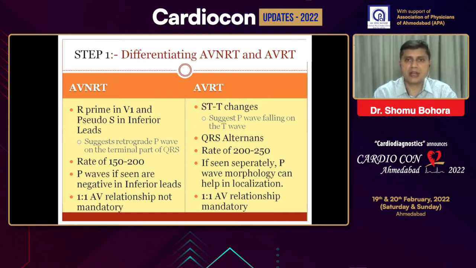While in AVRT, STT changes are present, possibly because of P waves falling on the T waves. QRS alternans may be seen, the rate is faster, and if seen separately, P wave morphology can help in localization. A 1:1 relationship is mandatory.